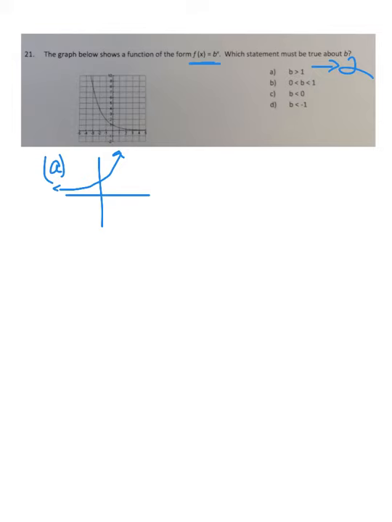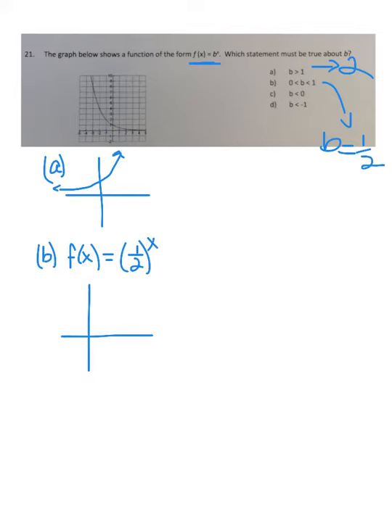All right, so then let's go to choice B. Now choice B says to pick a number between 0 and 1. So how about if b was 1/2? When you plug that into your calculator, in other words, you're plugging in f of x equals 1/2 to the x in your y1, you will actually get a picture that looks like the one that you're given. It looks like that. So then the answer is choice B.